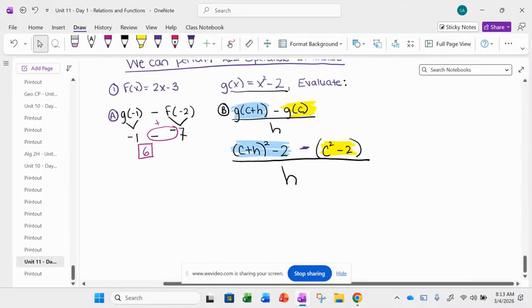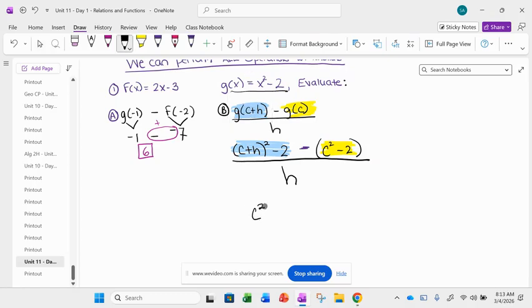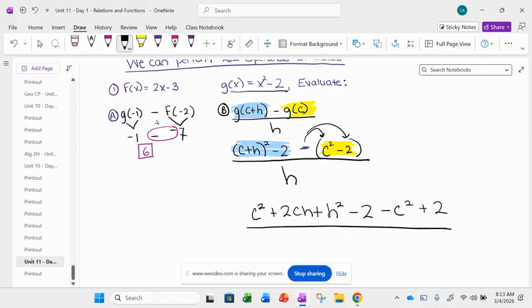What do you think I have to do to simplify that numerator? You got it. We're going to FOIL the quantity of c plus h squared, which is going to give us c squared plus 2ch plus h squared. We still have that minus 2. And then we're going to distribute the negative. So minus c squared plus 2 all over h. We good with that?